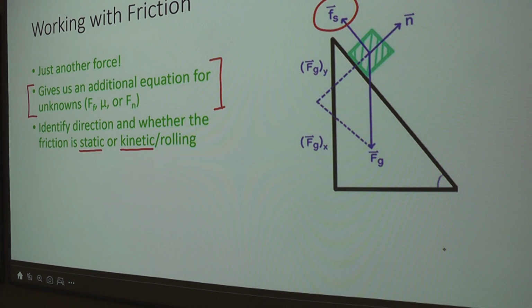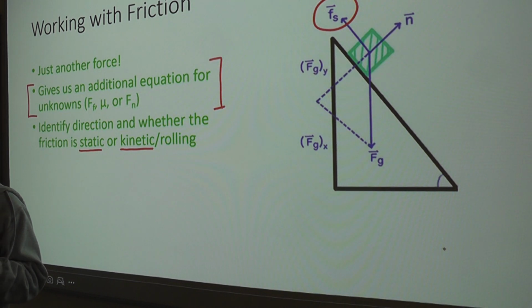If you tell me the coefficient of static friction, and you tell me the normal force between this block and the ramp, I can tell you how much friction is acting on it. And then I can use that in a free body diagram, and I could use that in Newton's second law.